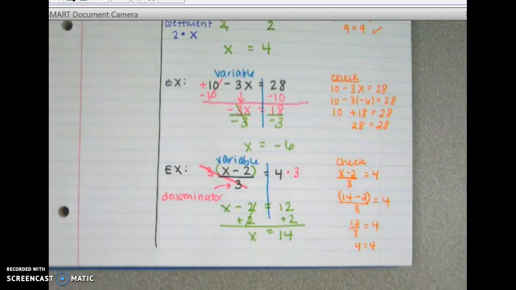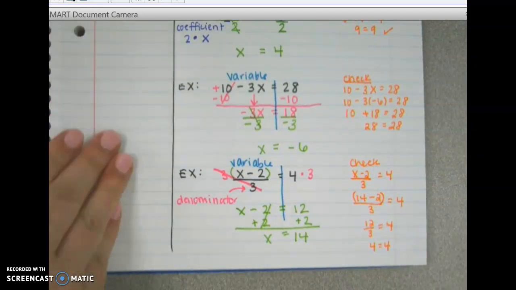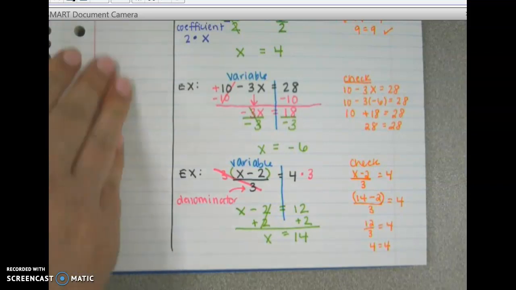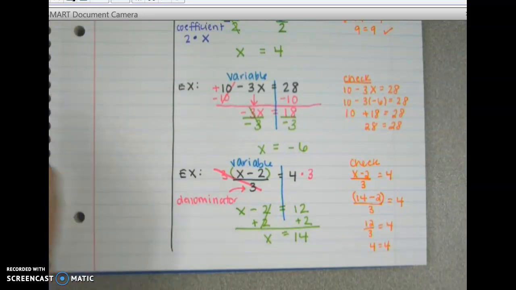So it checks out. All right, I expect that you have written down all 3 of these examples, and I expect that you probably have some questions that you need to write down so that you remember to ask me when we Zoom.